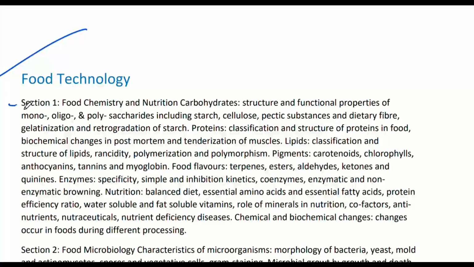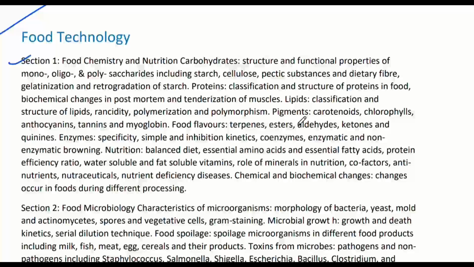Section 1, Food chemistry and nutrition. Carbohydrates, structure and functional properties of mono, oligo, and polysaccharides including starch, cellulose, pectic substances and dietary fiber, gelatinization and retrogradation of starch. Proteins, classification and structure of proteins in food, biochemical changes in post-mortem and tenderization of muscles. Lipids, classification and structure of lipids, rancidity, polymerization and polymorphism.